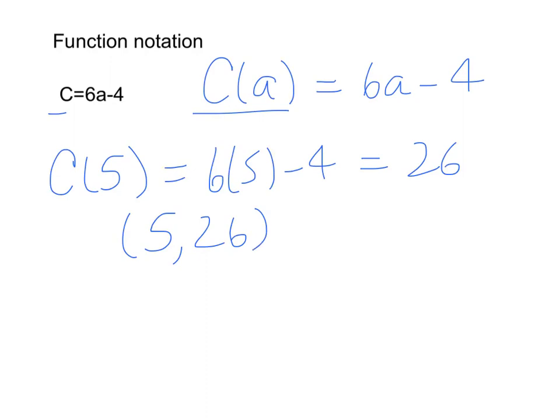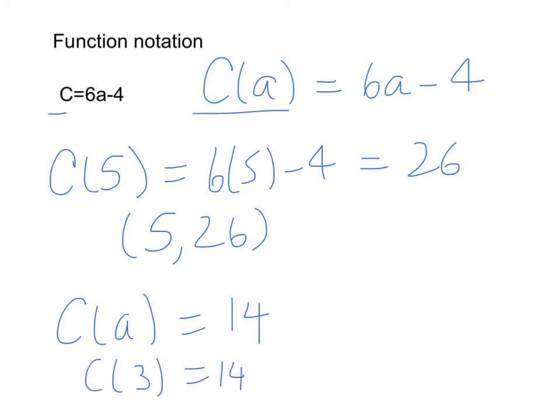So let's ask ourselves the question, what would happen if we don't know how many apples we bought, but we know the cost was 14 cents? Then you have to ask yourself, what would go into that function? Well, 18 minus 4 is 14, so a would be equal to 3. So c of 3 equals 14, if I've done my math correctly. And if we write this as a coordinate, the input that went in was 3, and the output was 14.